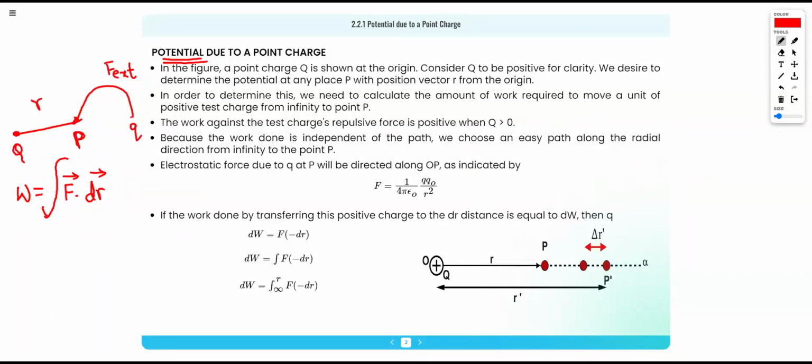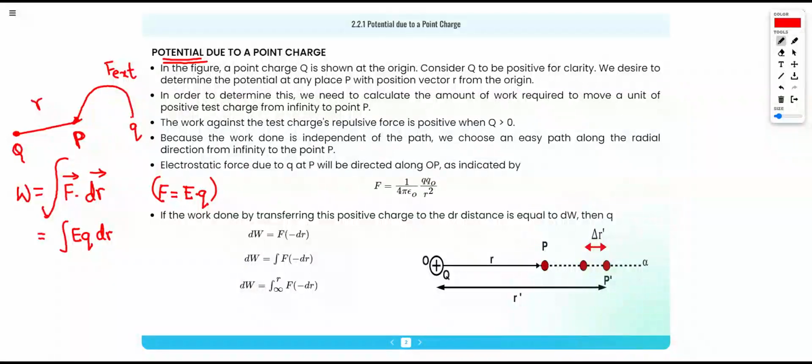What is force? We have studied in the last chapter, in electric charges and field. What is force? Force is E times q. So this will be equal to the integral of E q dr.